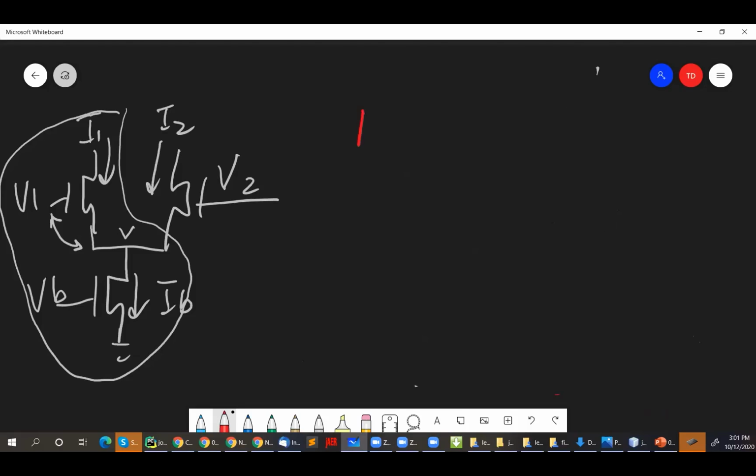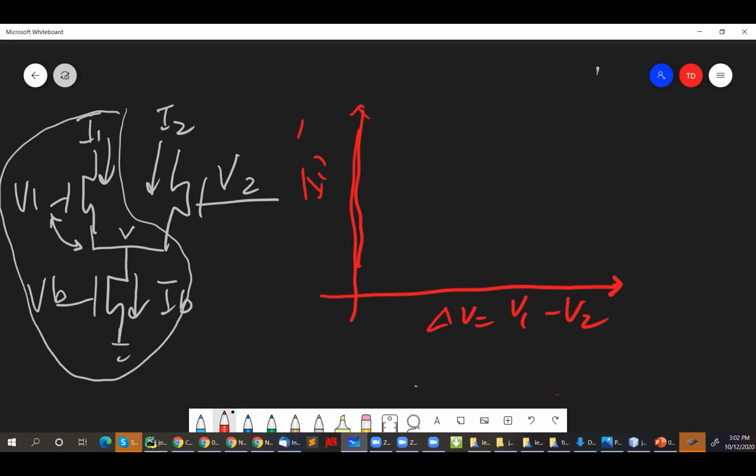Okay, so we are going to do this in your lab this week, I think, for sure. It's actually very nice to see this picture. So then here you're going to plot delta V. Just say it's V1 minus V2. And then here you're going to plot I1 and I2, right? And now you're going to plot the curves for I1 and I2 separately.